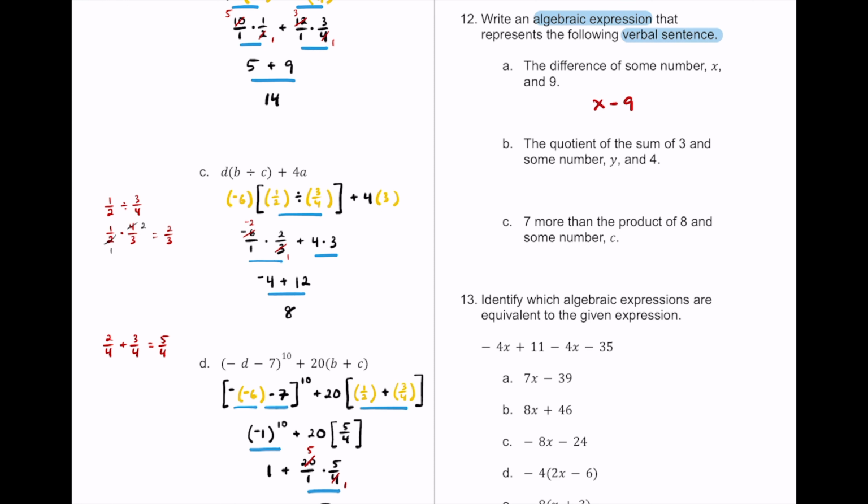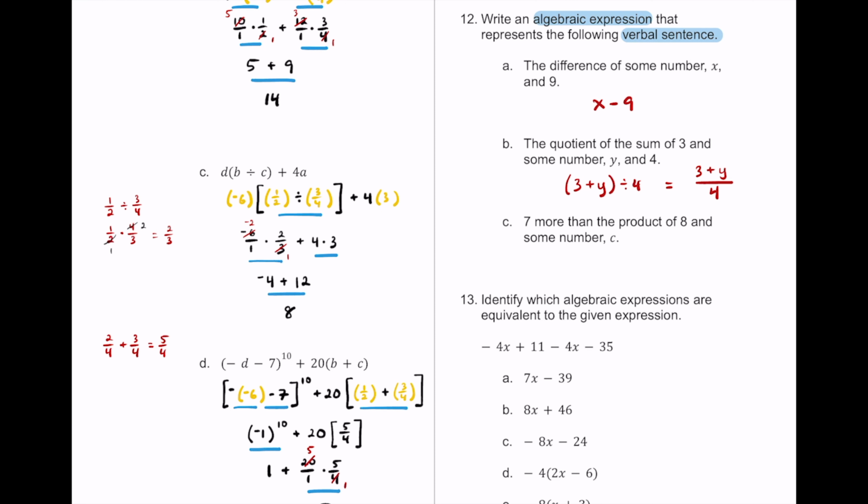For b, we have the quotient of the sum of 3 and some number y and 4. So let's see here. We have quotient, meaning we're dividing. What are we dividing? Well, it's going to be the sum of 3 and some number y. So we're going to have 3 plus y. And then that whole thing is going to divide by 4. So you could write it like this and then divide by 4 afterwards. You could also write this, though, where you write 3 plus y in the numerator, and then the parentheses is implied, right? So we're going to have the sum of 3 and some number y, and then divide by 4, because that's where the quotient comes into play.